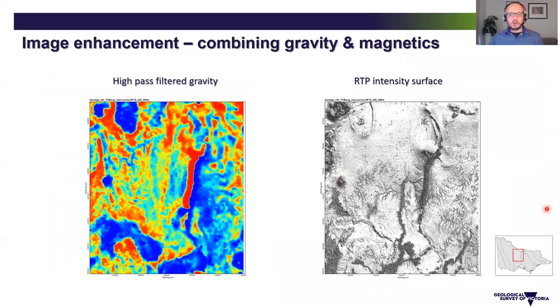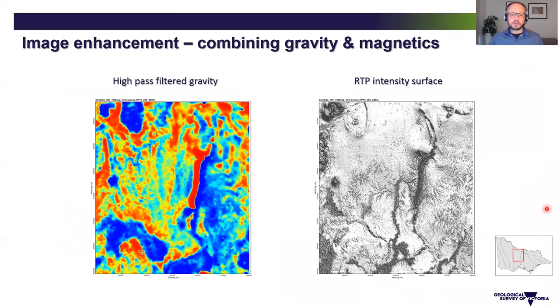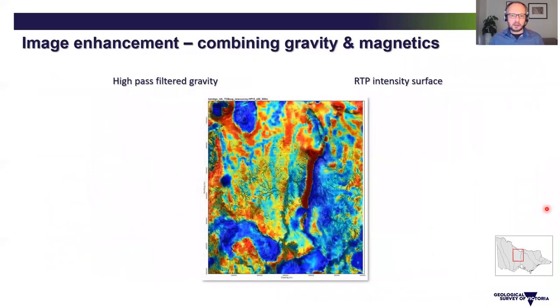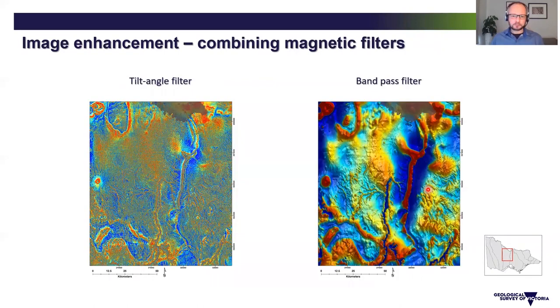So not only can we look at those independently, but we can actually cross-correlate and combine some of these data sets to give us an even better understanding and more information about what's happening. So here, for example, we've got a high pass filtered gravity data set in the colors, and that's draped over an RTP intensity. So we're able to correlate the different data sets into one data set that we can utilize in our interpretations.